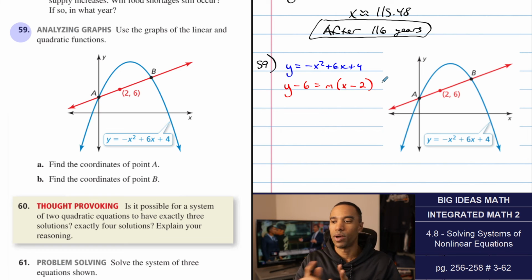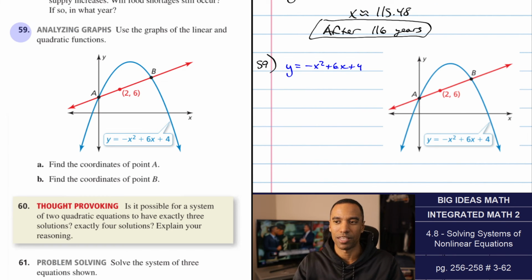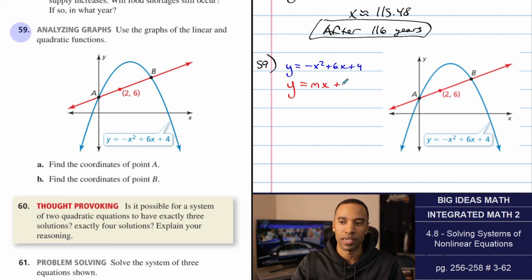Oh, you know what? I don't need that much information. Let's backtrack one. I keep going to point slope form, and we don't need that much. Y equals mx plus b. I know what b is. B is 4, because it intersects at point A. A is the y-intercept, and the y-intercept of this guy is 0, 4. This is 0, 4 for A.